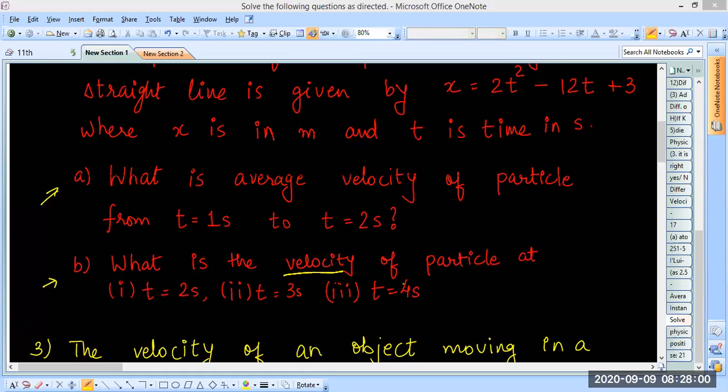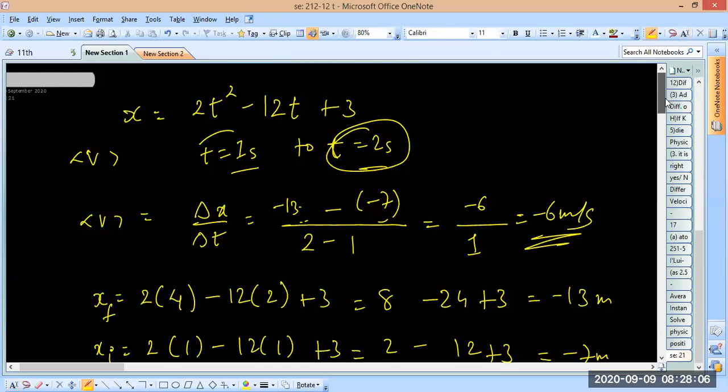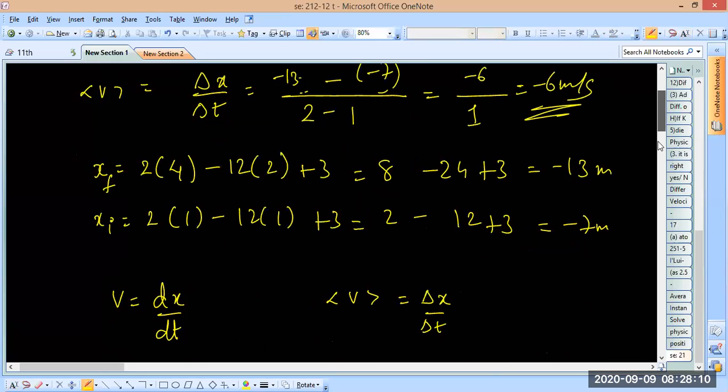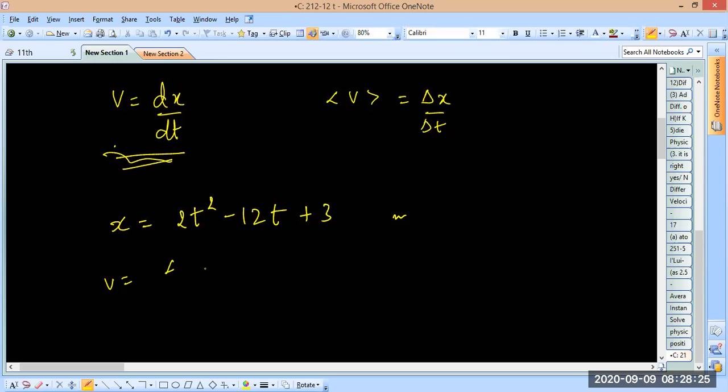Okay, so let's go to the next page and solve it. Here we have x, all right? And now I want to find v, velocity. We have x equal to 2t square minus 12t plus 3, in meter. Let's find velocity. v is equal to dx by dt, as written over here. So we will differentiate: 4t minus 12. All right, is this clear? 4t minus 12, yes or no?